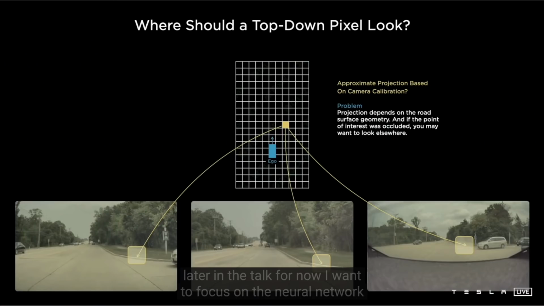So for example, let's focus on a single pixel in the output space in yellow. And this pixel is trying to decide, am I part of a curb or not, as an example. And now, where should the support for this kind of a prediction come from in the image space? Well, we know roughly how the cameras are positioned and their extrinsics and intrinsics, so we can roughly project this point into the camera images, and the evidence for whether or not this is a curb may come from somewhere here in the images. The problem is that this projection is really hard to actually get correct because it is a function of the road surface.